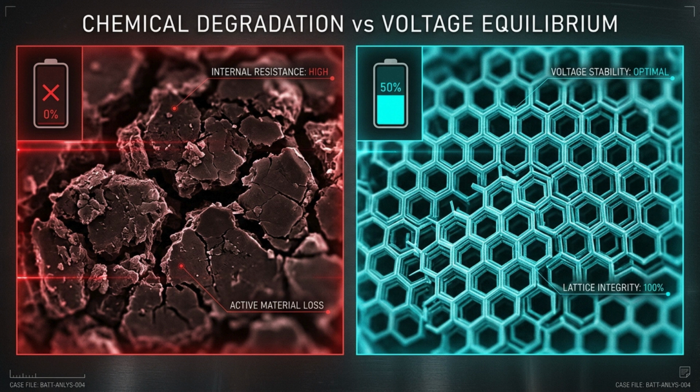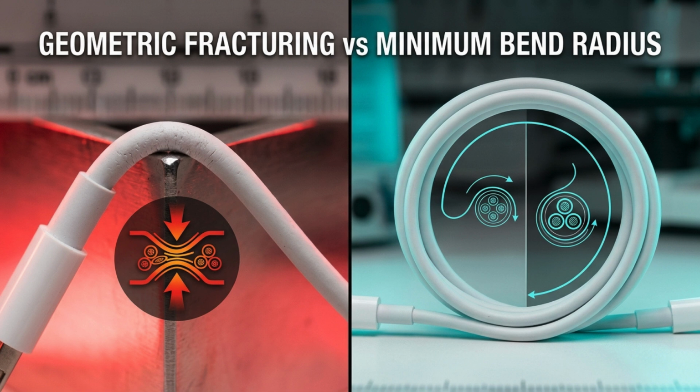Minimum bend radius, geometric copper fracturing. Tightly wrapping a charger cable around its power brick forces the wire into a severe 90-degree angle. This mathematically violates the copper's minimum bend radius, crushing the internal shielding. You must coil the wire in loose, natural circles to eliminate kinetic pinch points.